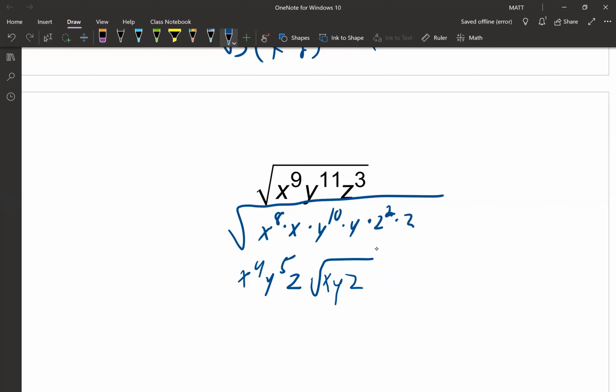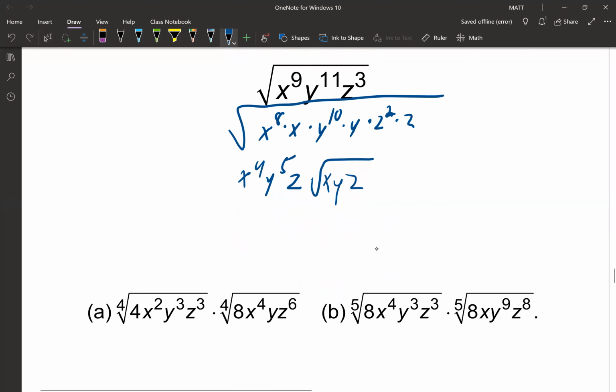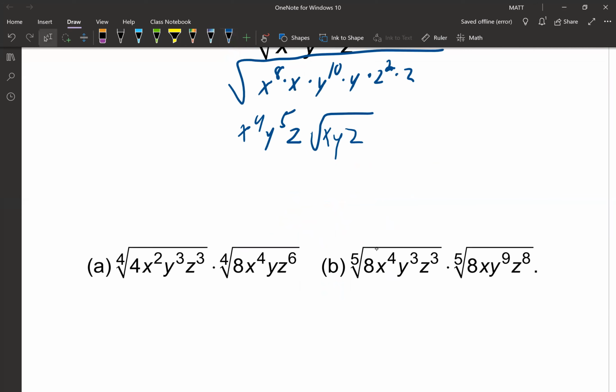Okay, let's go on to the next problem here. So we're going to do something very similar again, right? So I noticed that I have the 4th root on both of these, right? So since I have the 4th root on both of these, I can use my rules and combine those, right? So I can say, hey, I have the 4th root of everything in here multiplied by everything over here.